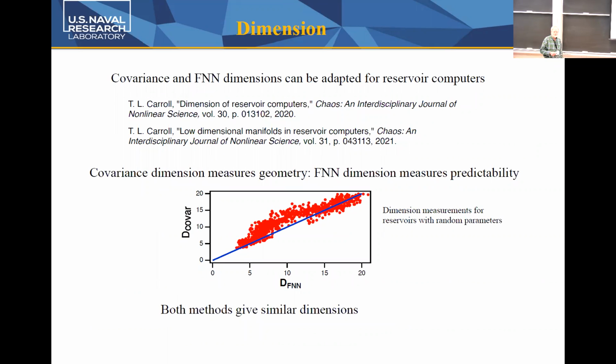So you can adapt these covariance and false nearest neighbors dimensions for reservoir computers. I've done that in a few papers. These actually measure different things. The covariance dimension measures geometry. The false nearest neighbor dimension measures predictability. But if I look at both dimensions, this is for a reservoir computer with a lot of random parameters driven, I think, by a Lorenz signal, I have false nearest neighbor dimension versus covariance dimension. And these two kinds of dimensions are fairly well correlated for that reservoir computer. So they're both telling me something useful about that reservoir, something similar.